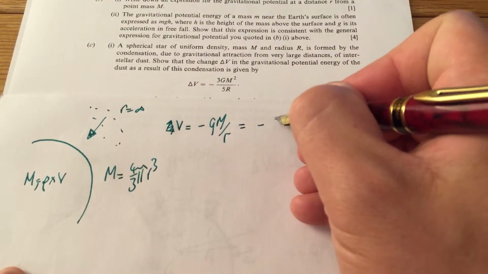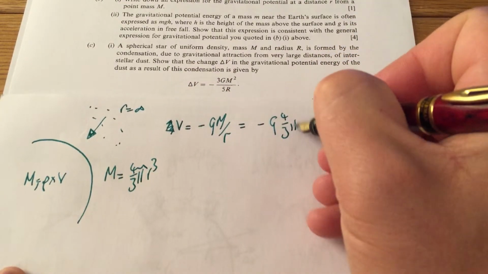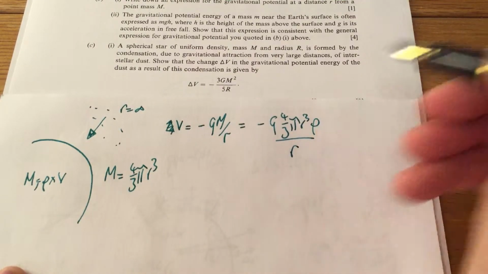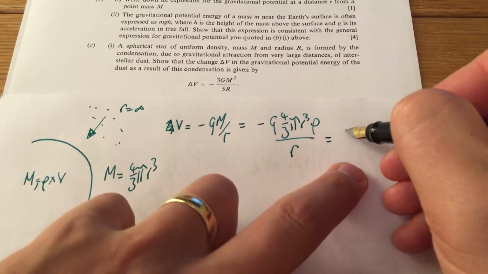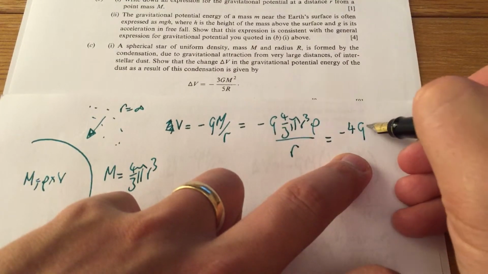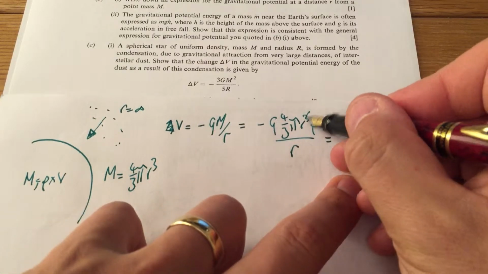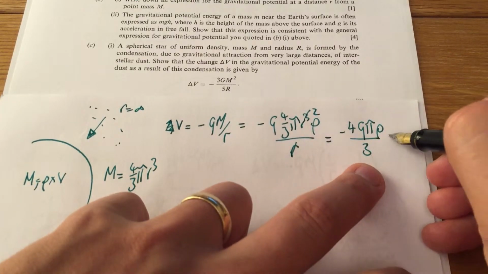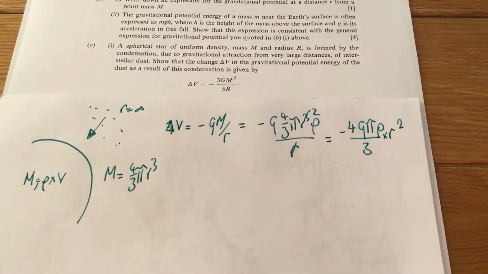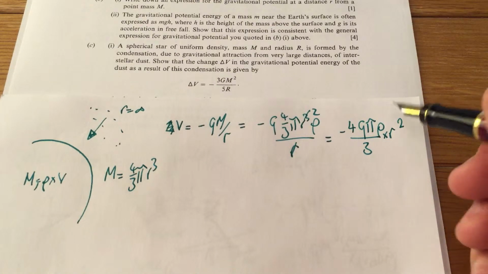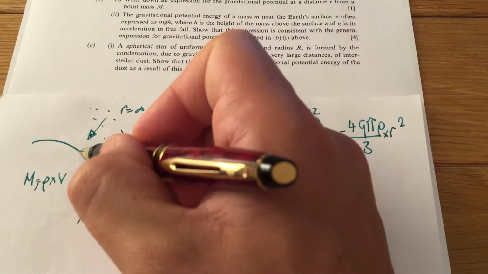So let's plug that in there. Minus G times 4 over 3 pi r cubed rho over r, giving us minus 4G pi rho over 3, taking the r out to be squared, r squared. Excellent. Now, what do we need to know? So this is the potential up to the surface here.